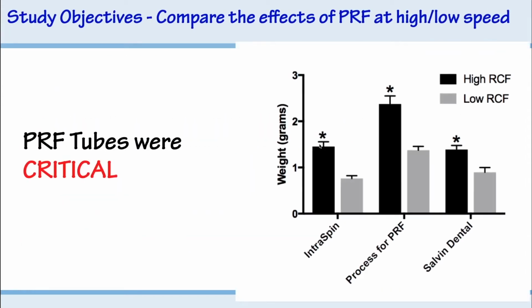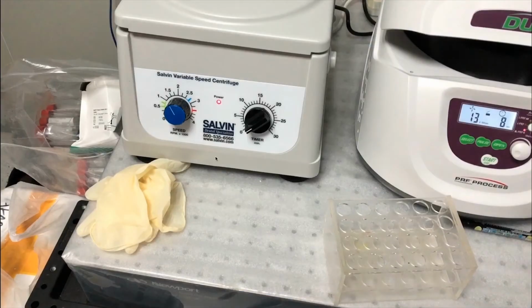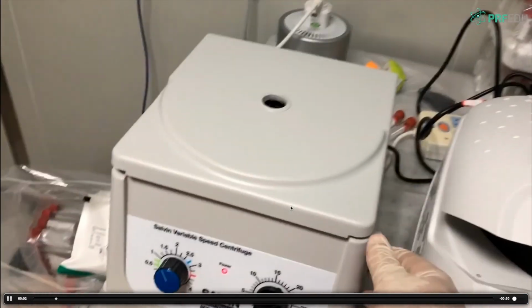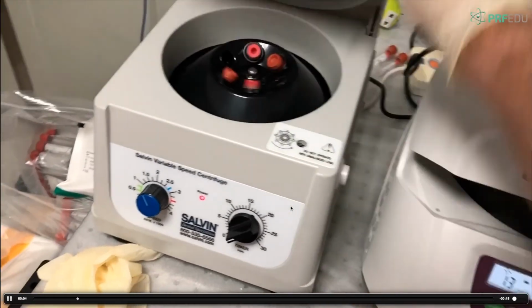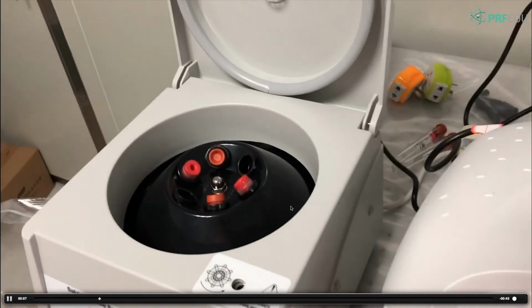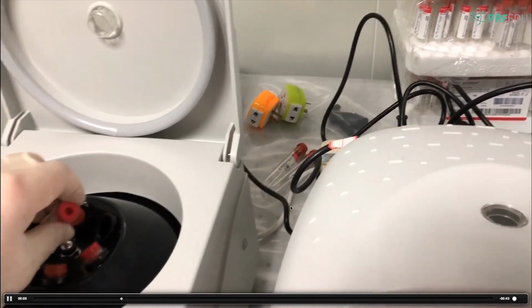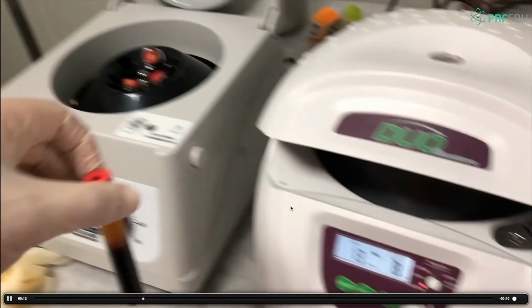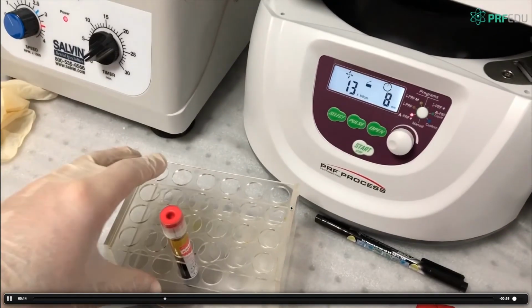So when we did this study, we learned a few things that were very, very important. And the most important thing that we found was that the biggest difference between the companies were in fact the tubes, not the machine, the tubes. And that's when we learned that the tubes are actually critical for the proper fabrication of platelet-rich fibrin. So the way that these studies were being conducted was that we were drawing blood, and we were drawing the tubes from every company. So we wanted to standardize. We said, okay, in the intraspin machine, we're going to use intraspin tubes. In the Salvin machine, we're going to use Salvin tubes, so on and so forth.